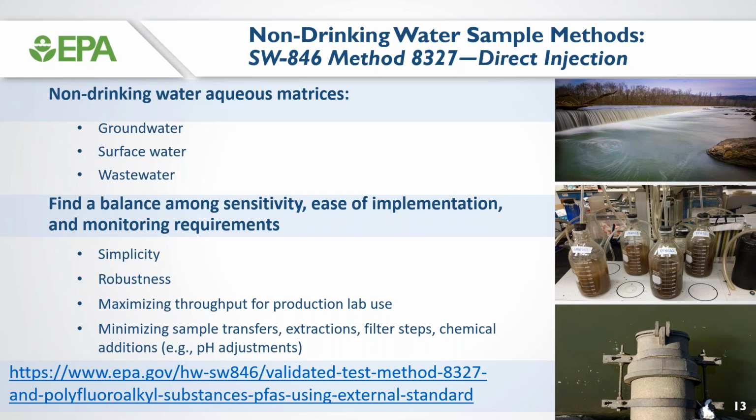Now, moving on from drinking water, I'm going to talk a little bit about aqueous samples, but non-drinking water samples. So the first method that we validated was actually under the solid waste 846 protocols, and that method is 8327. It's a direct injection method, and it was multi-lab validated for groundwater, surface water, and wastewater influent. This method really looks to find a balance among sensitivity, ease of implementation and monitoring requirements. It's simple, it's robust, and it was really designed to maximize throughput for production lab use.